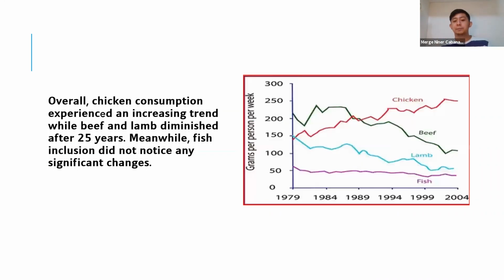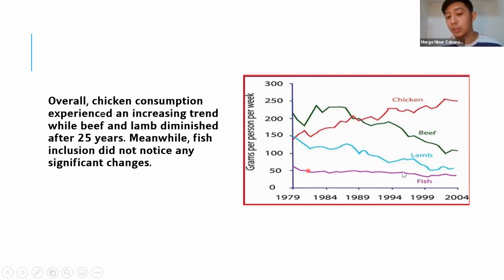So again, here's my sample. Overall, chicken consumption experienced an increasing trend, while beef and lamb diminished after 25 years. Meanwhile, fish inclusion did not notice any significant changes. So for chicken, what I see here is that it's the red in color. There's an increase. Of all the 4 meat included in my study, only chicken increased. And then for beef, it decreased together with lamb. That's why you can see in my first statement, chicken consumption experienced an increasing trend while beef and lamb diminished after 25 years.